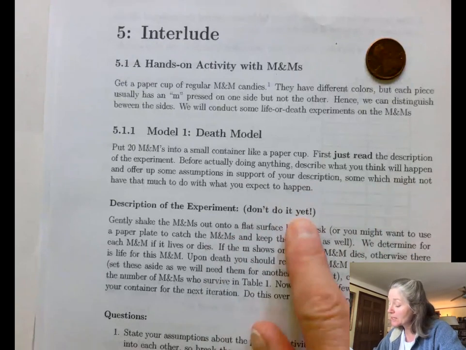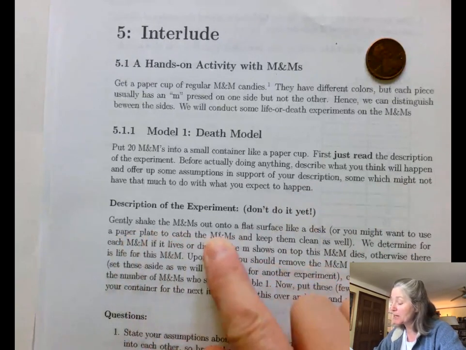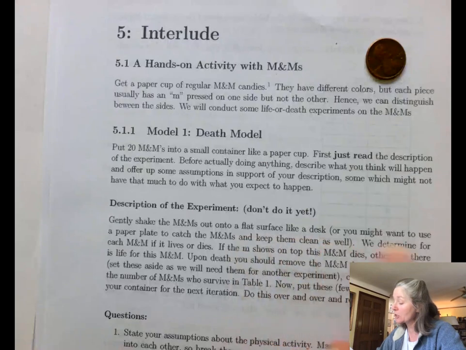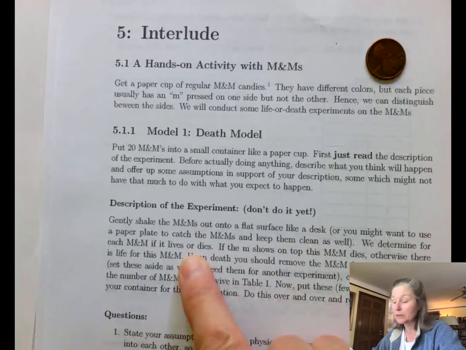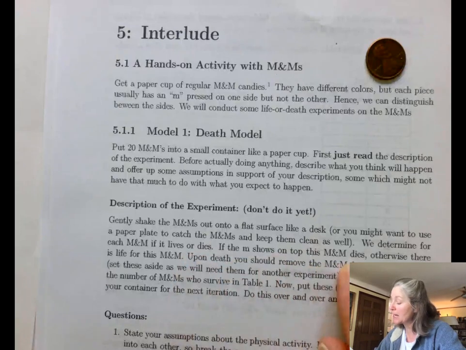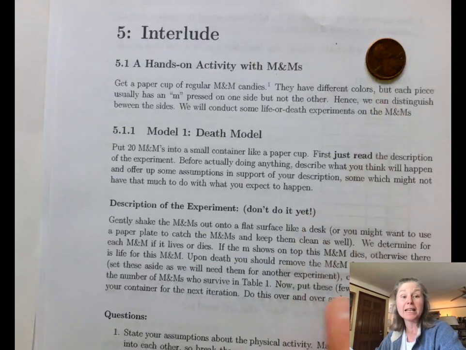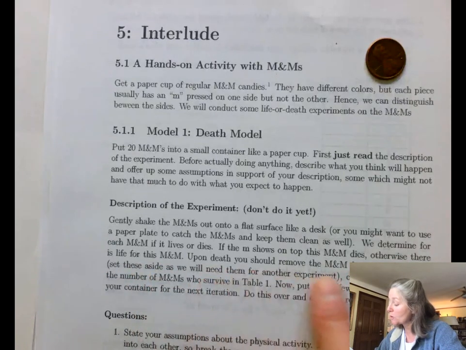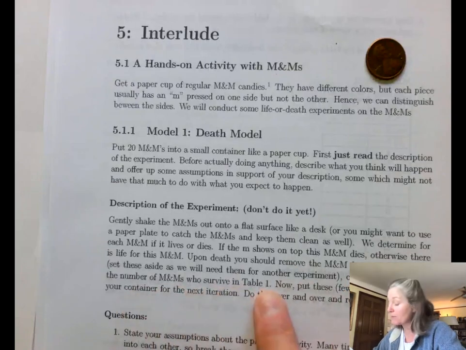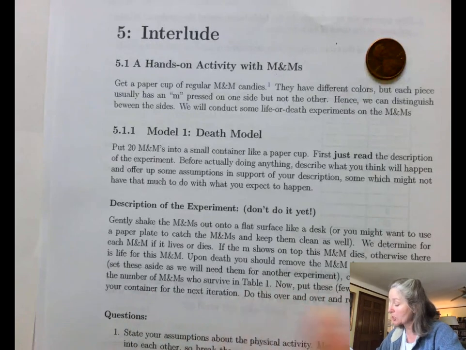So the description of the experiment is to simply gently shake the M&Ms out onto a flat surface like a desk, or maybe even a paper plate. We determine for each M&M if it lives or dies. If the M shows up on top, the M&M dies. I'm going to let that be heads for my little pennies. Otherwise, there is life for that M&M. Upon death, you should remove the M&M from the population, count and note down the number who survive in Table 1, which is on the back side of this piece of paper. Now put these fewer M&Ms back into your container for the next iteration. Do this over and over again and record your results.